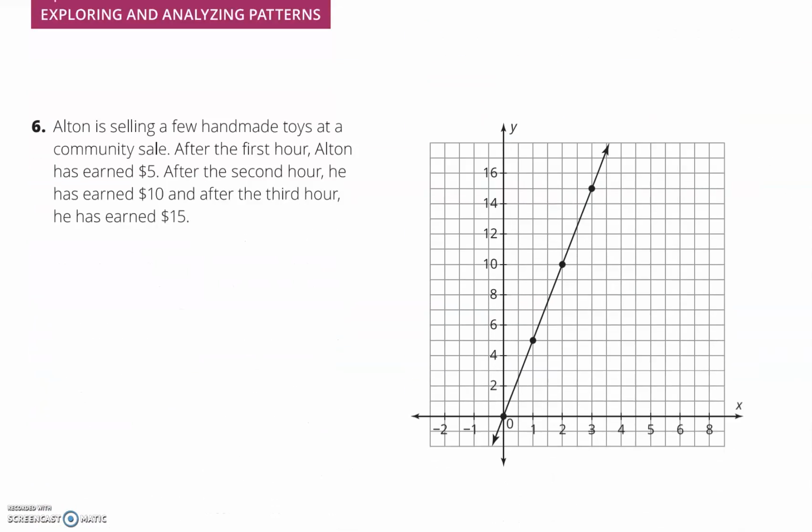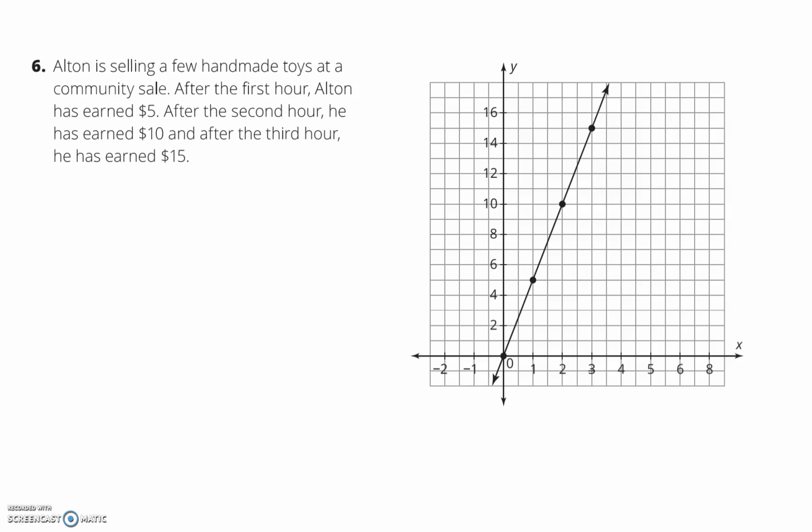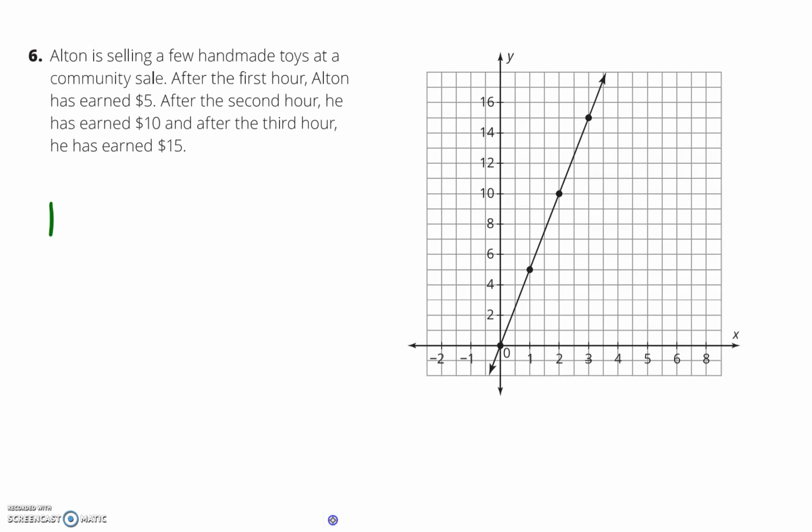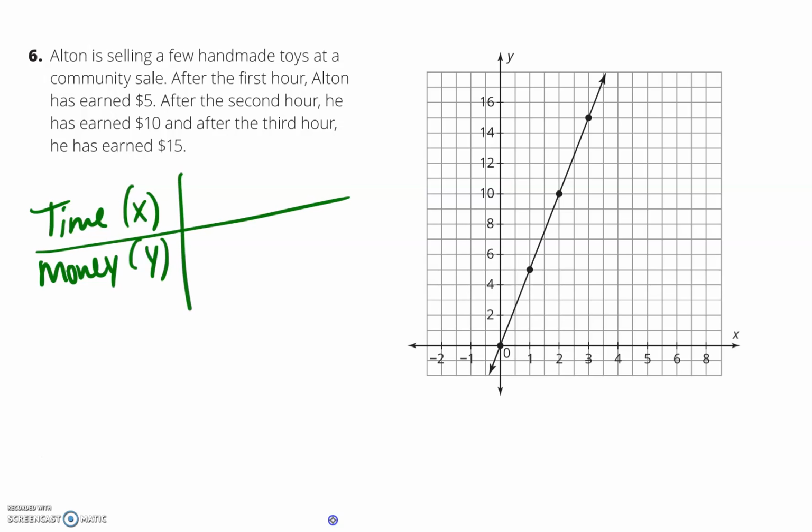And one more example. Number 6, it says Alton is selling a few handmade toys at a community sale. After the first hour, Alton earns $5. After the second hour, he earns $10. And after the third hour, he earns $15. So our time is going to be the X, and the money would be the Y. Okay, so we have first hour, second hour, third hour, and he earned $5, $10, and $15.